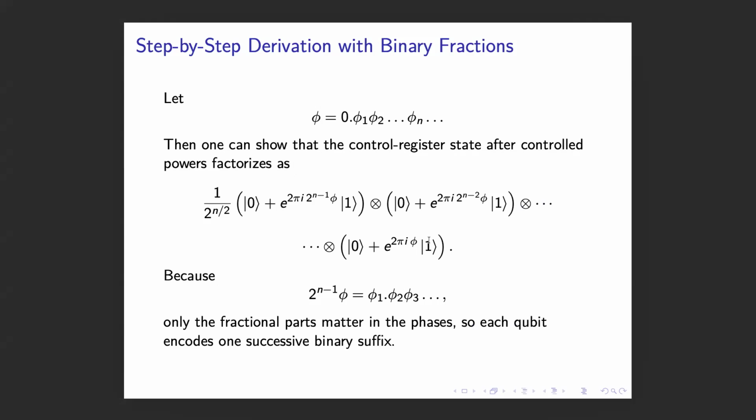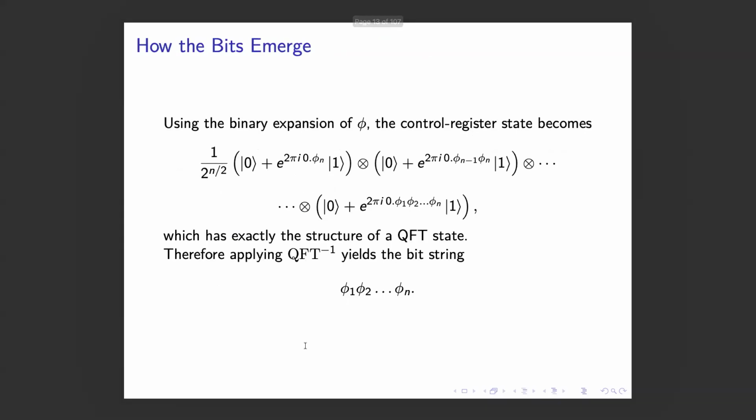So if you can show that the control register state after control powers, you can actually show this. It factorizes like this. So that means that you would then have something which really looks like a standard quantum Fourier transform. So each qubit which you have then encodes actually one successive binary suffix. So using this one, the control register state becomes given by this one, and which has exactly the structure of a quantum Fourier transform. And that means that when you apply the inverse one, that yields this bit string here.